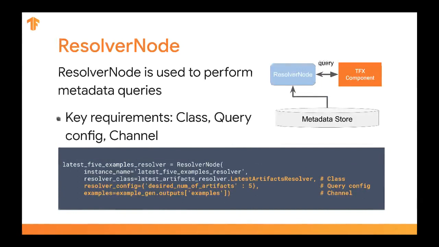The other pipeline node is the resolver node, and that's used to perform queries of the metadata that is in your pipeline. In the example here, we're looking at the latest artifacts that were generated by the ExampleGen component, and we're looking for the latest 5. So we want a collection of 5 artifacts, if there are 5 available.